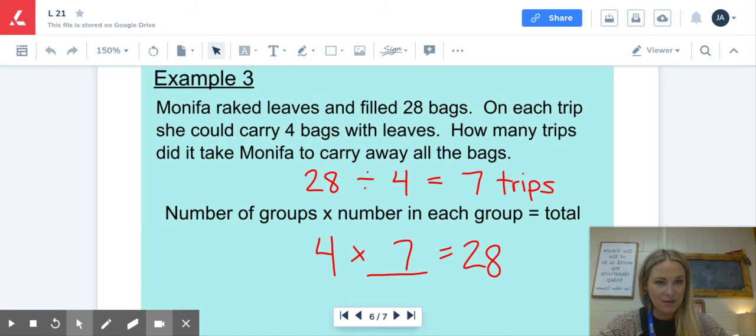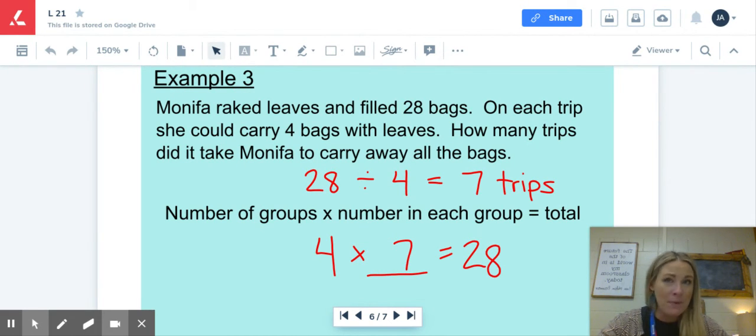Okay, so again, you can see I've demonstrated using both forms of math, or both operations, I should say. We have the 28 total bags divided by 4 bags per trip. I know that she can carry or get rid of 4 bags on each trip that she takes. And when I did that math, 28 divided by 4, I ended up with 7 trips. It'll take her 7 trips.